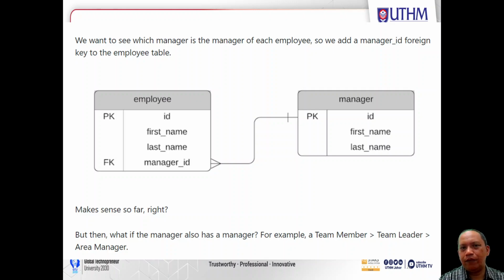So let's see the manager, and then we have an employee. In the employee table, we have a foreign key. The foreign key that we use for the relationship is manager ID. So that means we know that this particular employee ID has a manager ID, and that manager ID will refer to the manager ID in the manager table. So we know which manager this employee belongs to. Hopefully it makes sense. But then, what if the manager also has a manager? For example, a team member, team leader, and area manager. This is the hierarchy that we want to resolve.